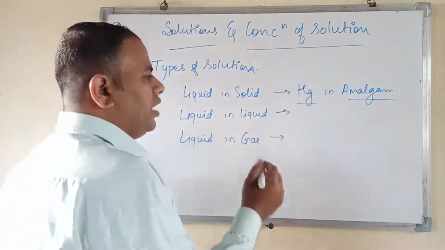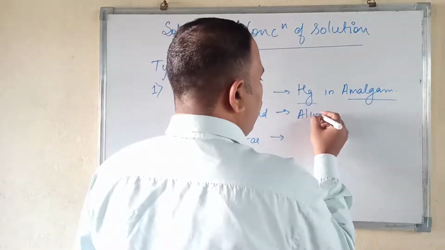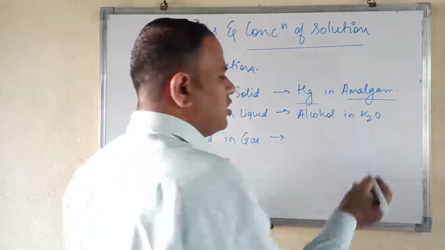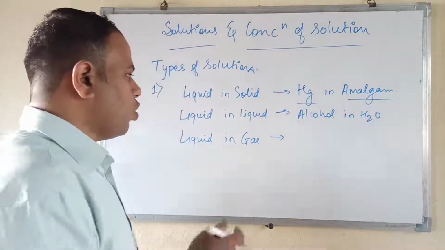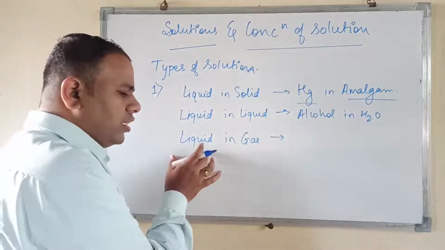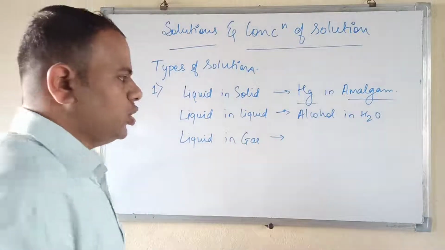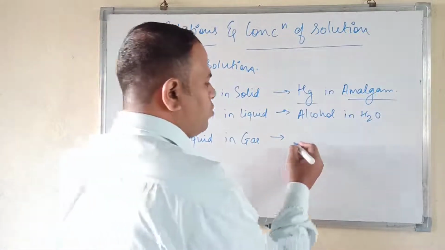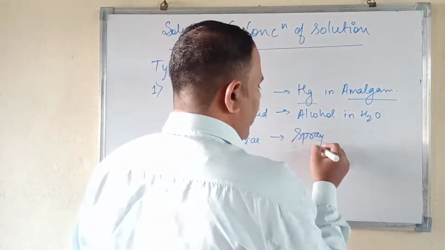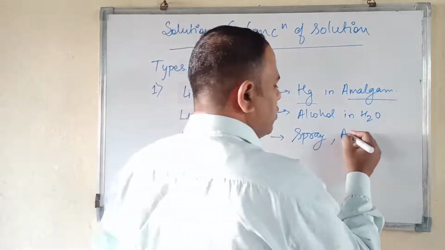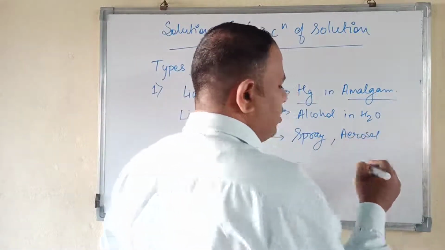Now liquid in liquid solution is obviously alcohol. The best example is alcohol in water. Alcohol is miscible in all proportions in water, so it is the example of a liquid in liquid solution. The third is liquid in gaseous solution. Here you can take the example of perfume spray, where the liquid is mixed in gases. And then aerosols are the best examples here.